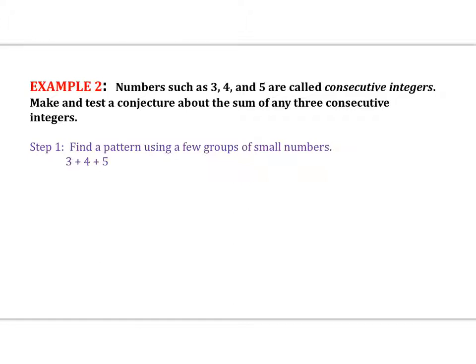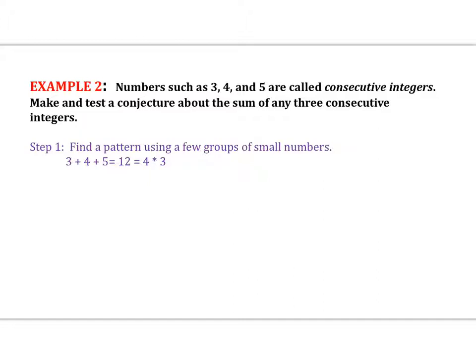All right, let's consider the values 3, 4, and 5. Notice that they are consecutive, so they're one after the other: 3, then a 4, then a 5. If I add all of these values together, my sum will equal 12. And 4 times 3 is also equal to 12.